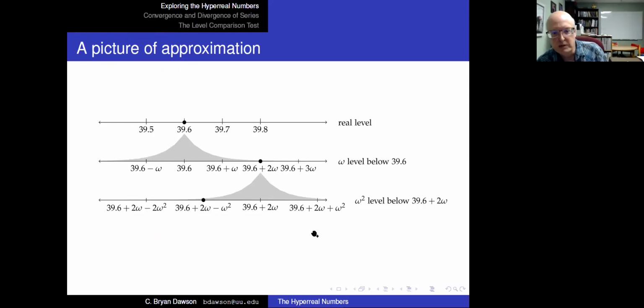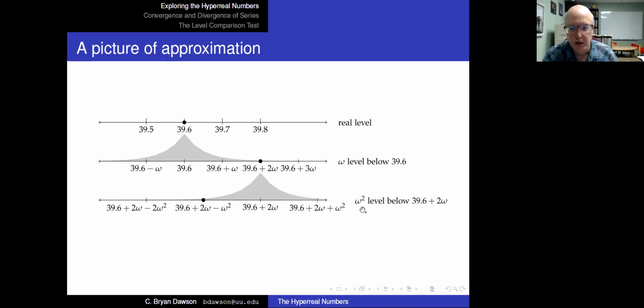Now I want to show you a picture of approximation. So the idea is that on your real number level at 39.6, if you were to add any infinitesimals, those would be on a level below that. So let's look at the omega level below this number. It's like every single number is a portal to another world below it. So you would have a number line of 39.6 plus infinitesimals on the omega level. So you can add little omega, twice little omega, 3 times little omega, etc. So 39.6 plus 2 little omega would be here.